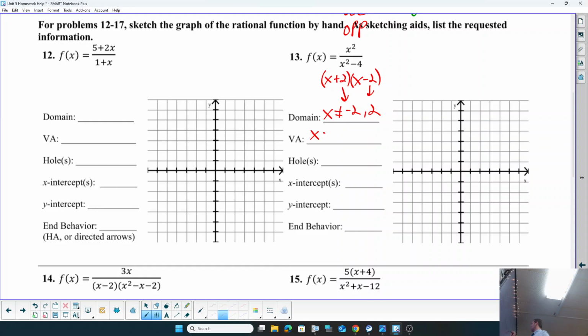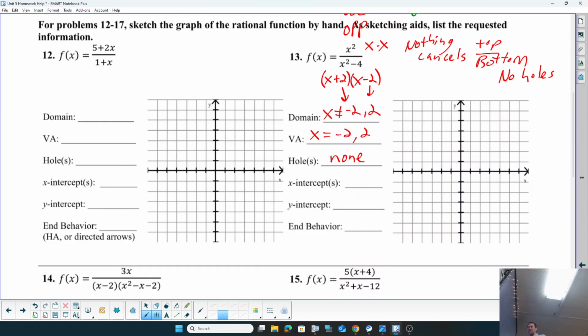And then we have vertical asymptotes at -2 and +2. Wait, did something cancel on the top and bottom? That would make a hole instead of a vertical asymptote. Does it cancel? No, because x squared is in the top, x times x. So nothing cancels, and that means we don't have any holes. So for holes, we're going to put none.